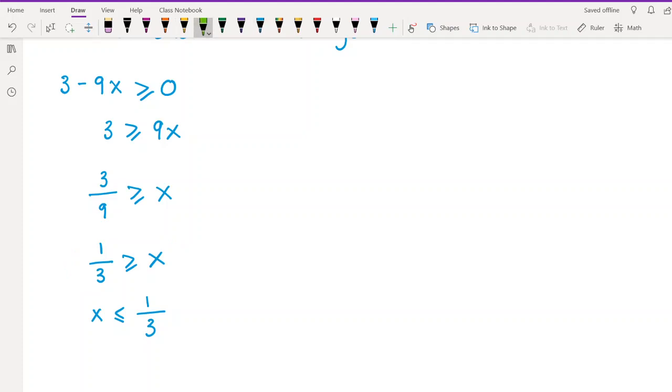You could solve this a different way, and I just want to show it to you because it's an easy place to make a mistake. So you could do this by subtracting 3 from both sides. So you could have negative 9x is greater than or equal to negative 3. Then you would have to divide both sides not by positive 9, but by negative 9. And when you divide both sides by a negative number, something important happens. When you take an inequality and you divide or multiply both sides by a negative number, you have to flip the direction of the inequality sign.